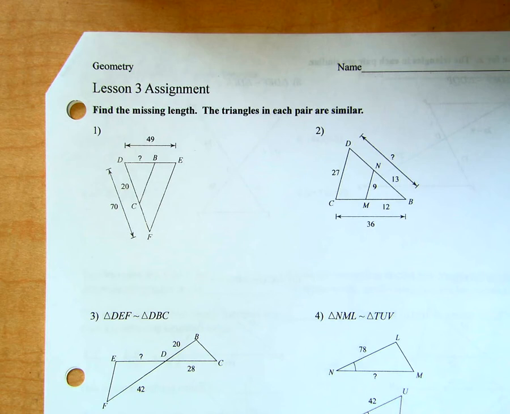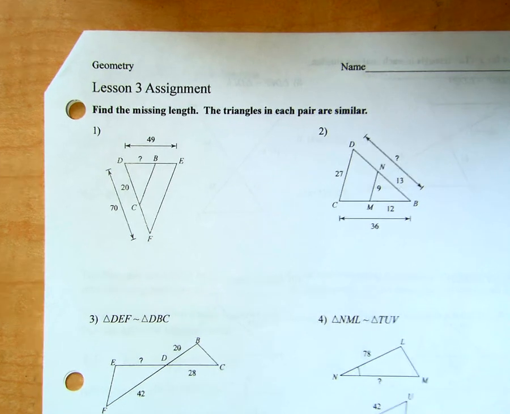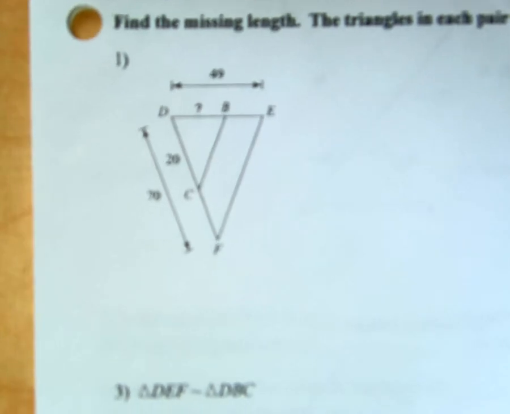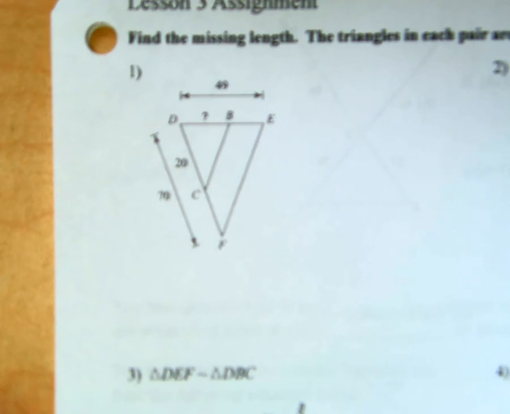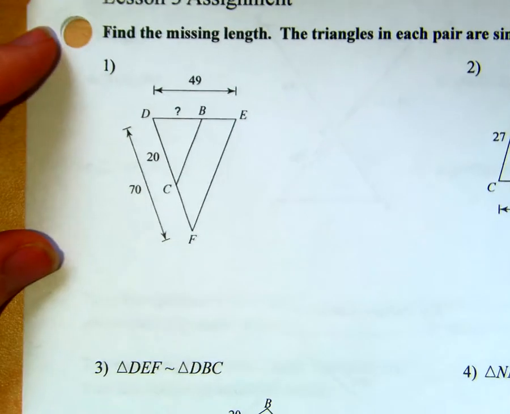So this assignment is all about solving for an unknown when you know two triangles are similar and you want to write some kind of proportional relationship. Okay? So I'm going to do the odds with you, and then you can do the evens on your own, and I hope this is helpful.